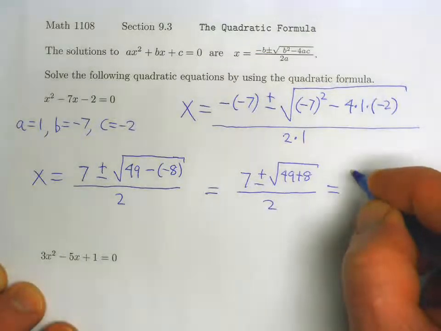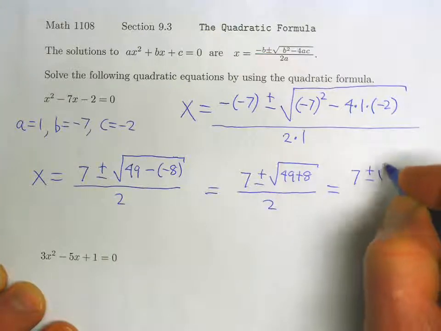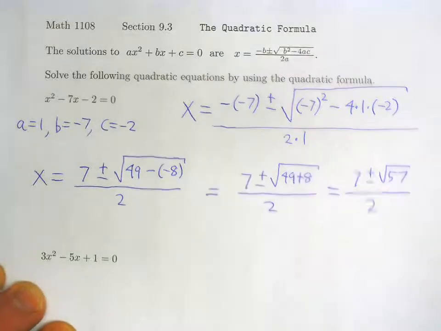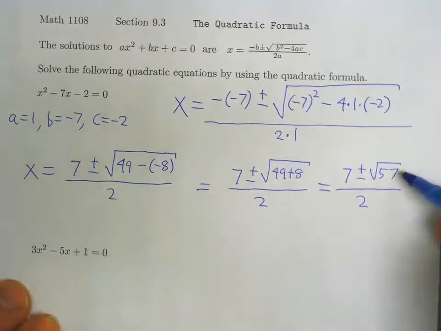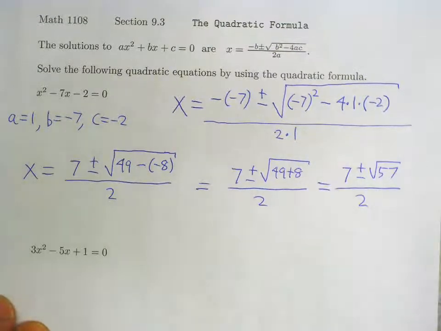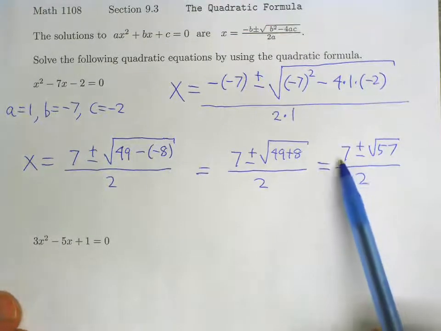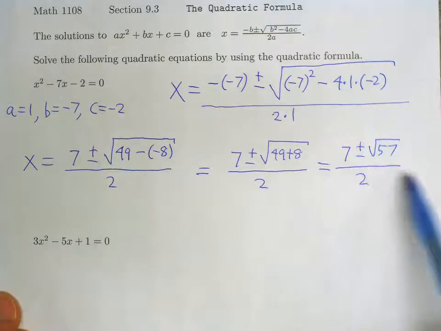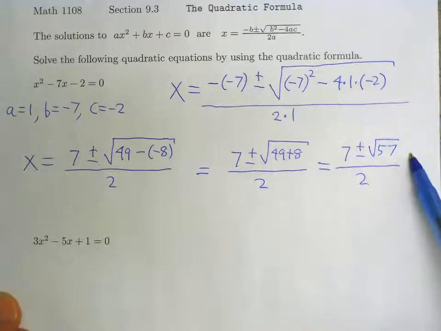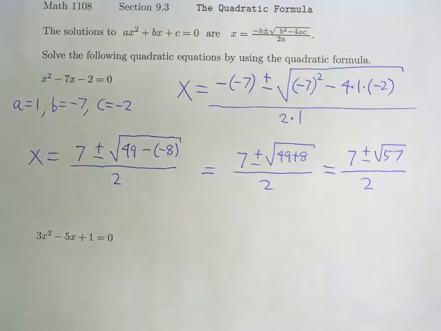Okay, so this last step, the solutions are 7 plus and minus the square root of 57, all divided by 2. The square root of 57 cannot be simplified further, so these are the two solutions. One of the solutions is 7 plus the square root of 57 over 2. The other solution is 7 minus the square root of 57 over 2. So you should be able to write the solutions separately if necessary.